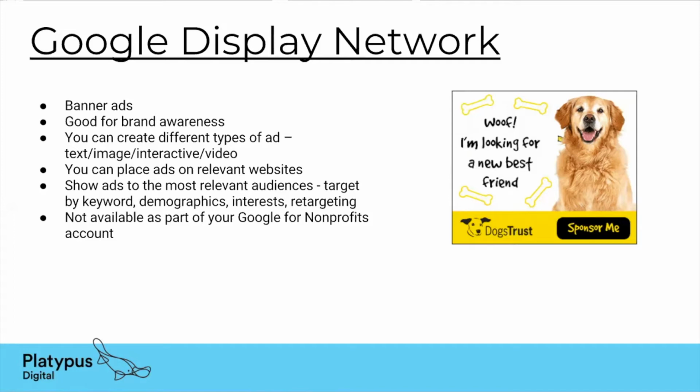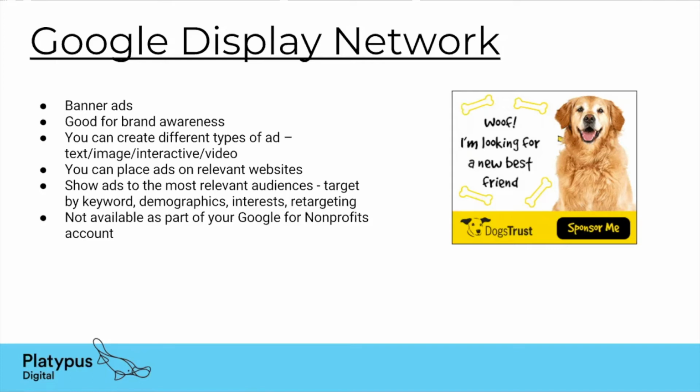So this is an ad for Dogs Trust. They might have this ad on websites for dog food, puppy training, all sorts of stuff that are related to dogs. And people who are interested in dogs will be on those websites. So Dogs Trust will want to appear in front of them. You can show the ads to the most relevant audiences, targeting by keywords, demographics, interests, that sort of thing.